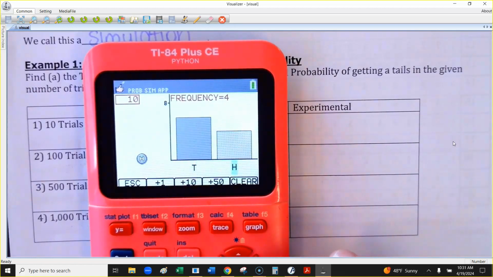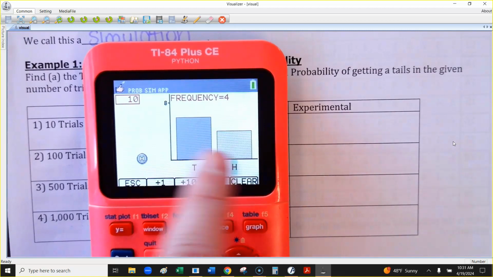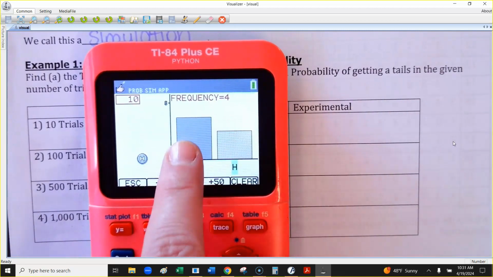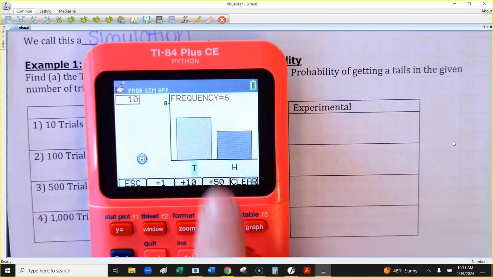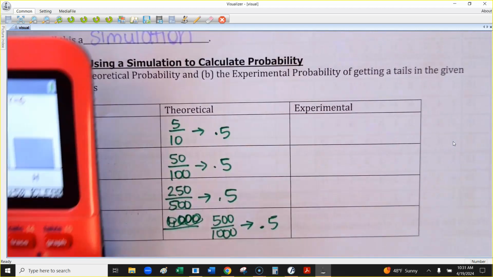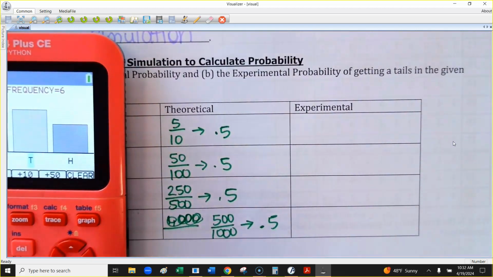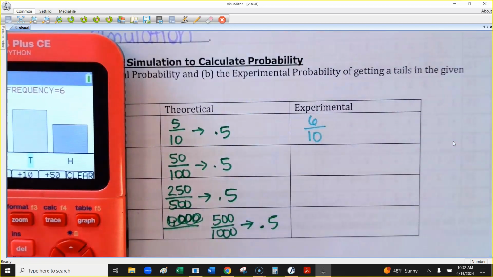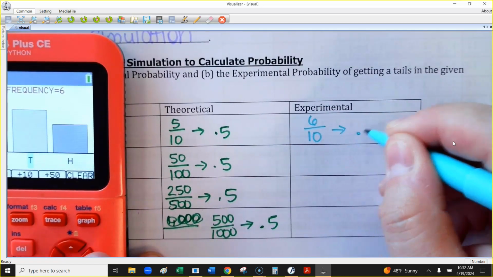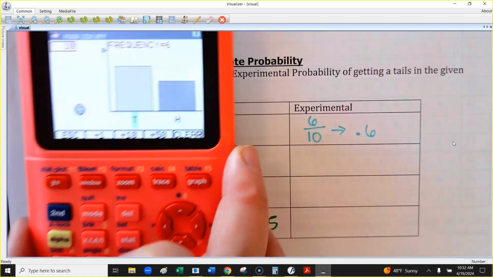If you want to see the actual numbers and you have an 83, just use your arrow keys to arrow over. If you can highlight the bar, it'll tell you how many. If I highlight heads, it tells me this is 4, tails, it tells me 6. I'm going to write down mine just for my notes here. So I got 6 out of 10 on mine. If yours is different and you want to write yours, that's fine. But it's not exactly what it should be.